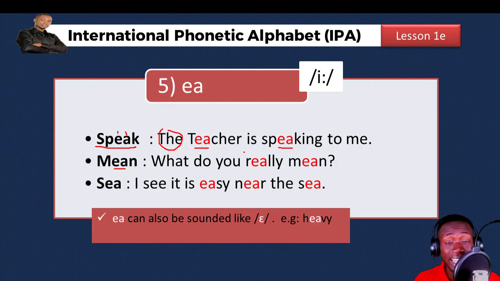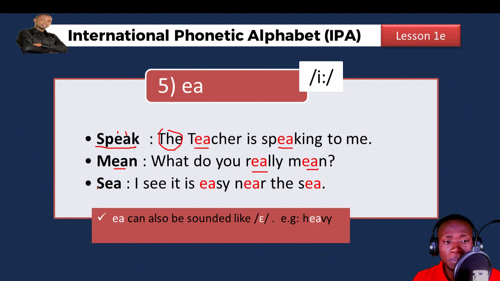In the word really, we also have EA. Say really. Try to repeat it, right? What do you really mean? Okay, what do you really mean? The E sound, okay? What do you really mean? Very easy.